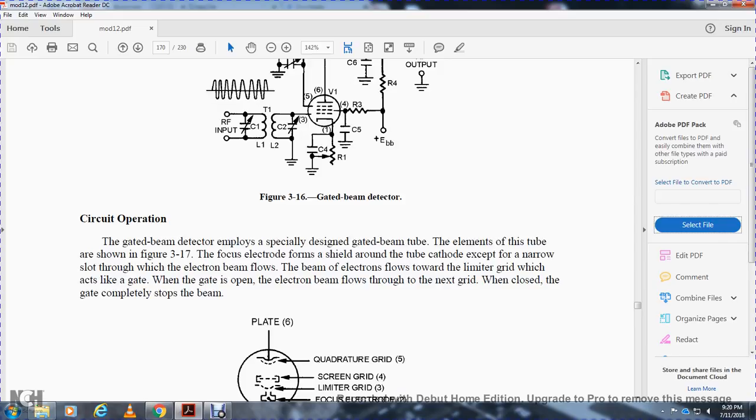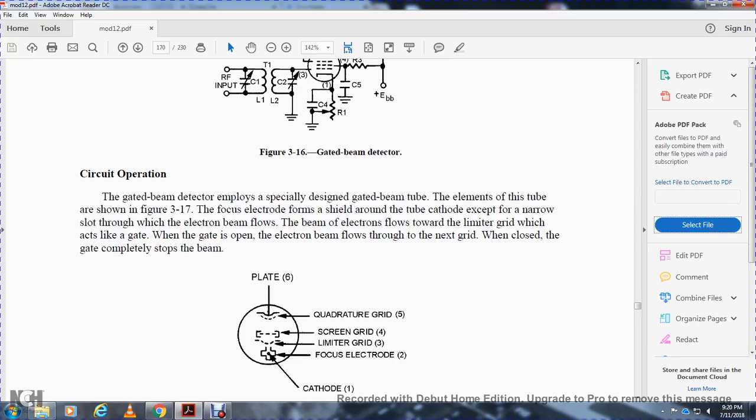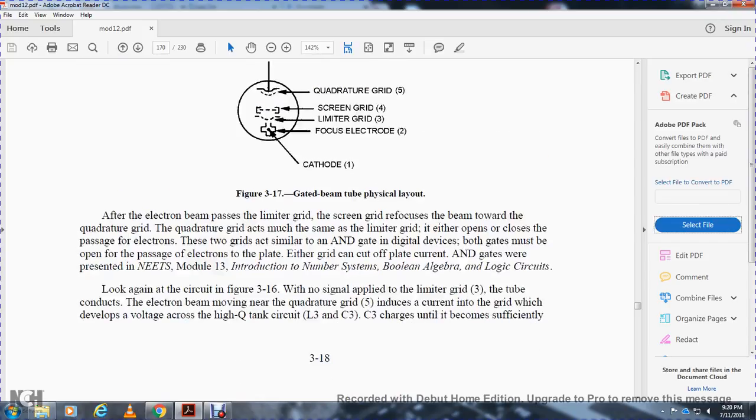The electron beam flows toward the limiter grid, which acts like a gate. When the gate is open, the electron beam flows through to the next grid, which can close the gate and stop the beam. Plate, quadrature grid, screen grid, limiter grid, focusing electrode, cathode.